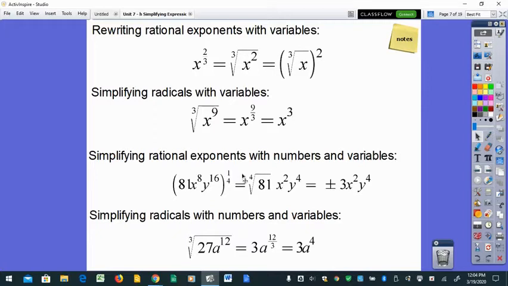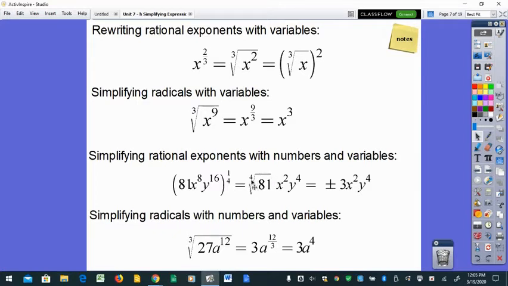This time we're going to look at it from the perspective of the rational exponent rather than the root. We'll see that this whole group is being raised to the 1/4 power. That happens to be the fourth root of 81. Then we're going to take that x to the 8th and raise it to the 1/4. When we raise a power to a power, we multiply and get 8 over 4, which becomes an exponent of 2. As we raise the y to the 16th to the 1/4, we get 16 divided by 4, which is the 4th. Now this one right here can be simplified further.